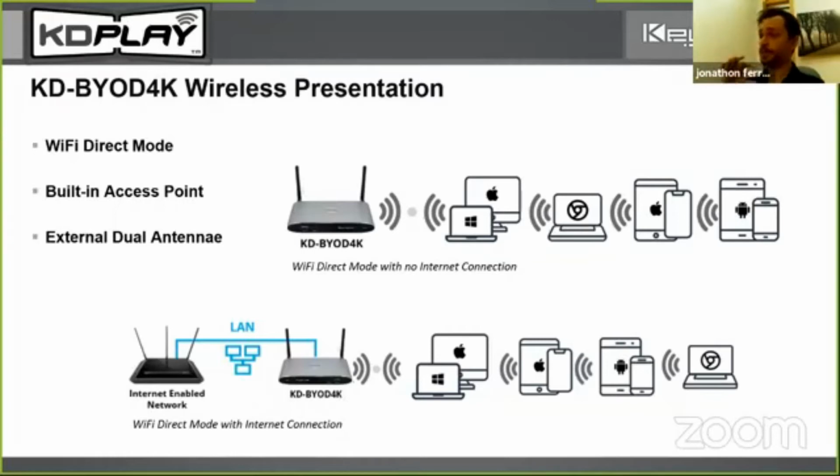And if you need internet connectivity, then you connect a wire from your network. And now the devices that have joined that access point will also have internet connectivity without any security concerns whatsoever, they're not going to be able to access that connected network.